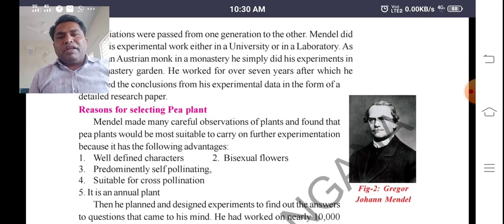But what is self-pollination? If the transfer of pollen grains takes place within the flower, that is, from the anther to the stigma of the same flower, it is called self-pollination. But what is cross-pollination? Transfer of pollen grains from the anther of one flower to the stigma of another flower on another plant. This is generally called cross-pollination. So the pea plant can follow both types of pollination, self-pollination and cross-pollination.